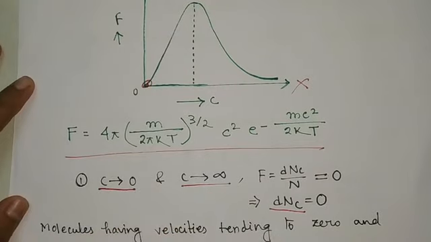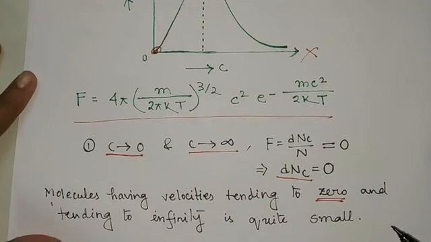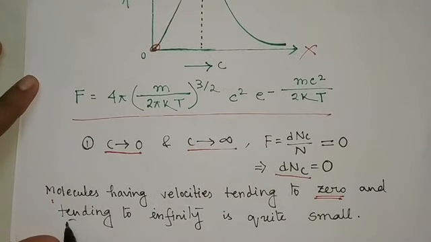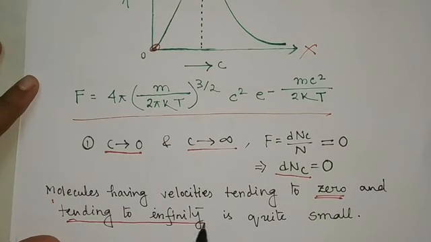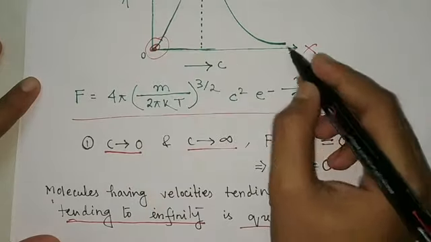for the velocity approaching 0 and infinity. It means that those molecules which have velocity tending to 0, meaning very small values, and the molecules which have their velocity tending to infinity, meaning very high values, their number is quite small. That is, in a gaseous system you will find very few molecules have very low velocity or very high velocity.